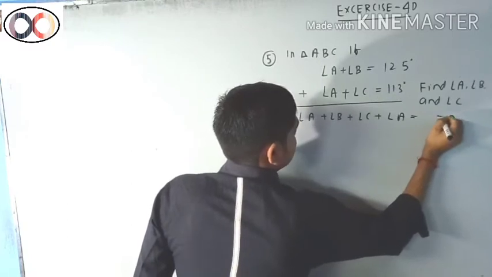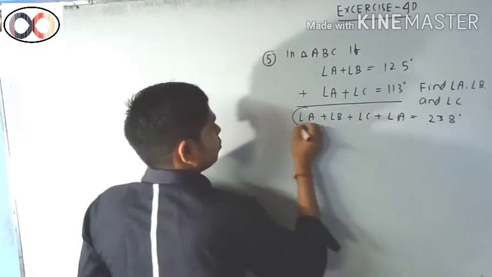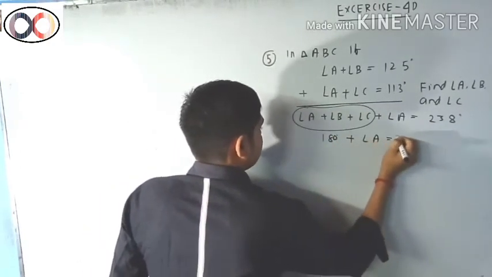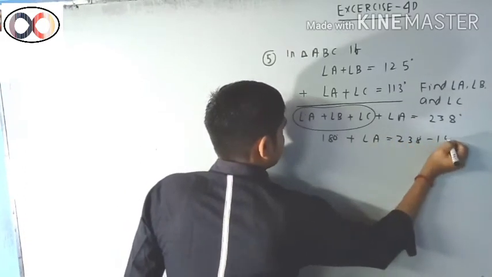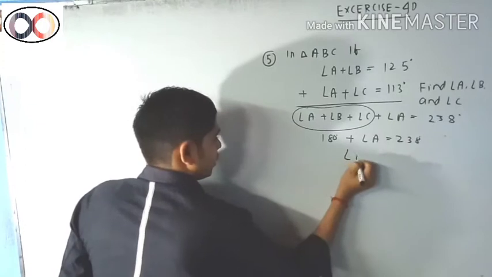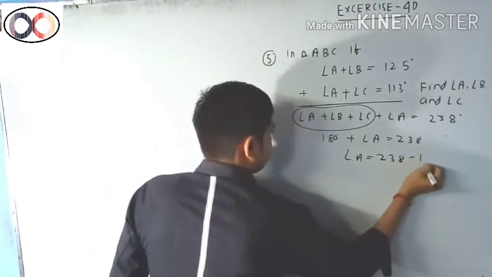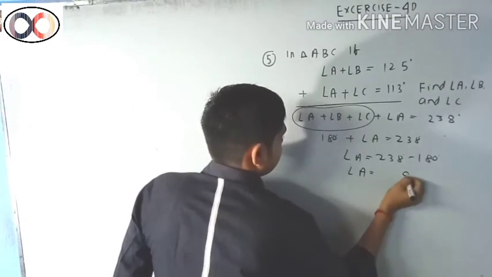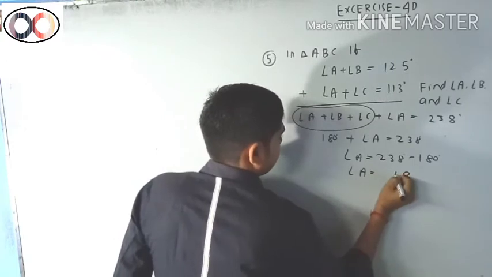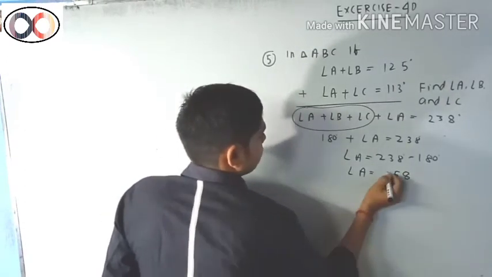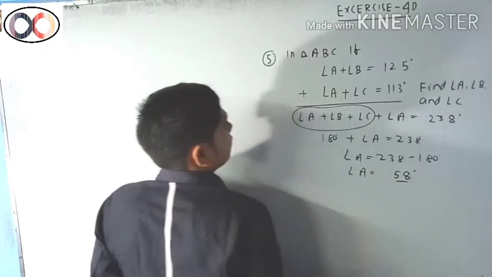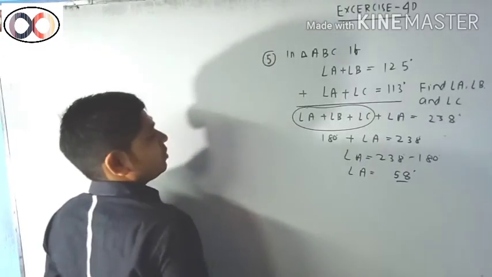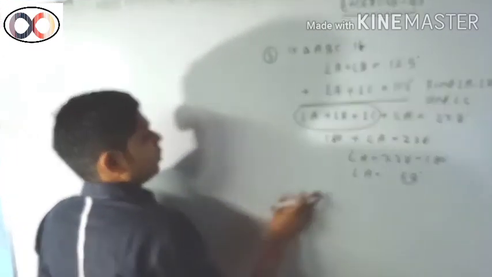238. You can put the value of A plus B plus C, that is 180 degrees. So you will get here A equals to 238 degrees minus 180 degrees. Here 13 minus 8 equals 5, and here is 58 degrees. Yes, that is 58 degrees. Angle A is 58, and you can put the value of A in here.